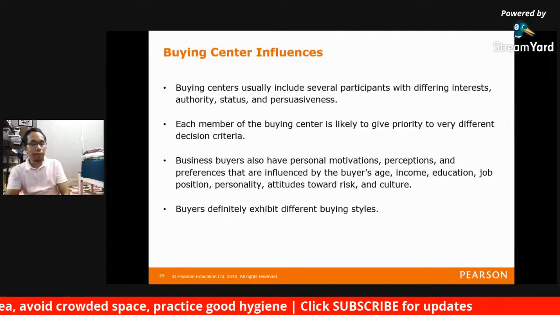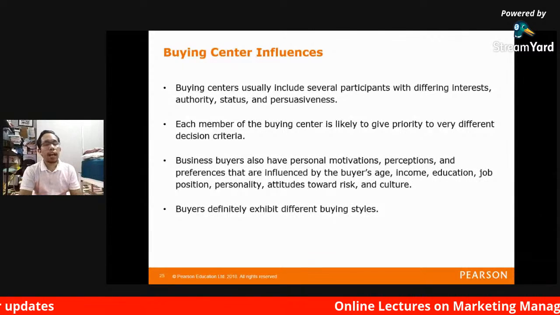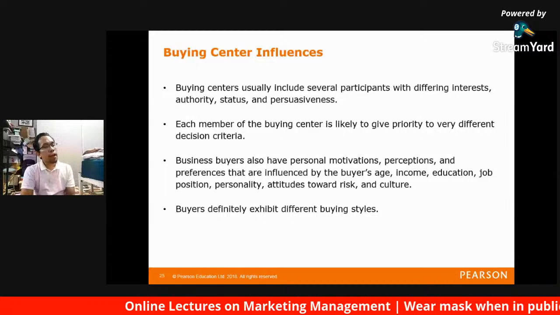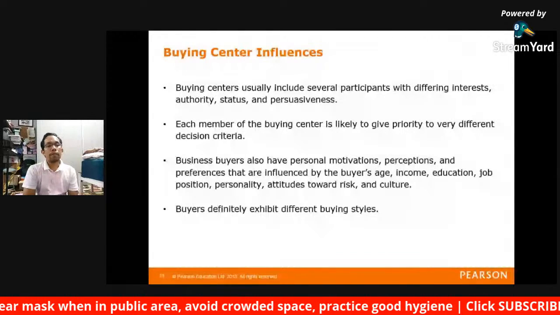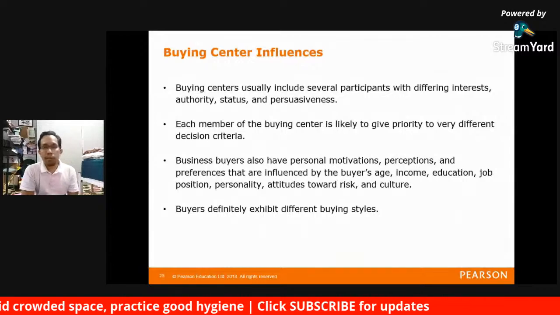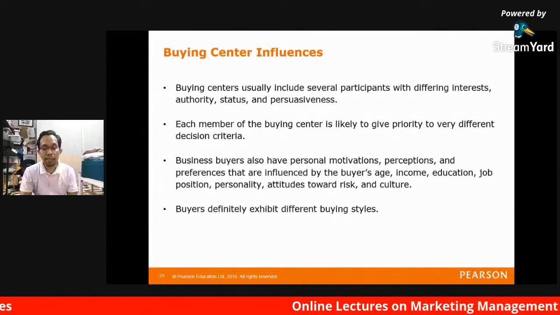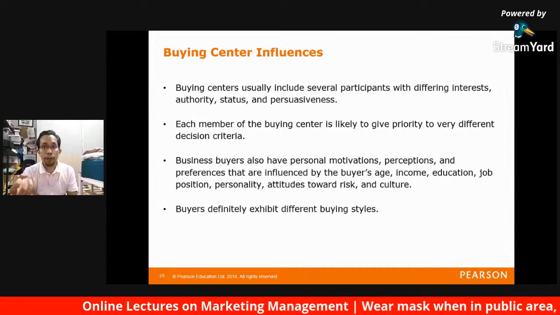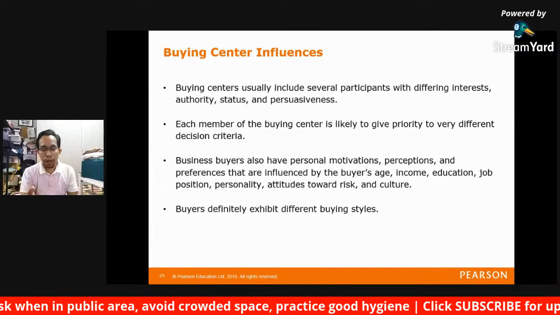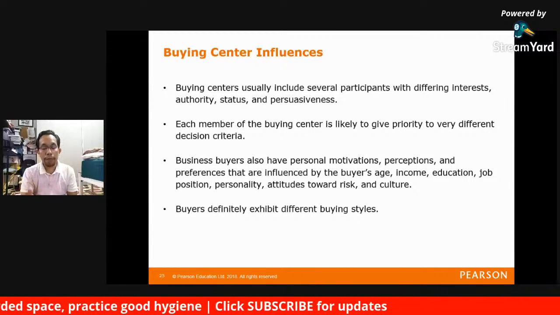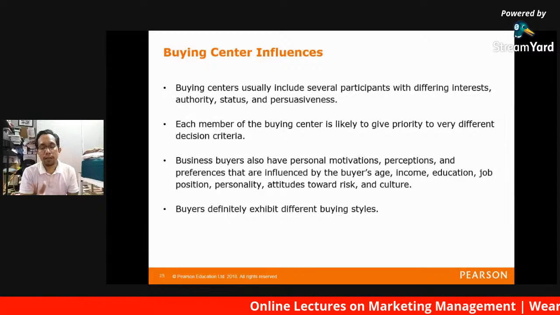All right, thank you for staying. In terms of interest, this committee has its own criteria. Business buyers also have personal motivation, perception, and preferences that are influenced by the buyer's age, income, education, job position, personality, attitude toward risk, and culture. When they decide something, it depends much more on how they perceive the decision that will be made in that committee, based on their understanding, what they have learned, their beliefs, and also their attitude toward the risk that will be borne by this decision.